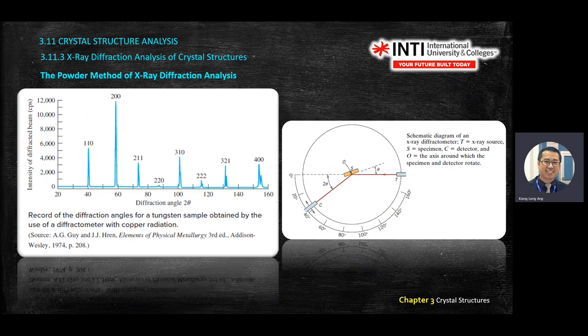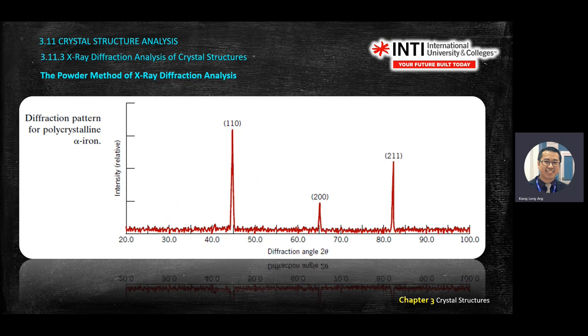So you combine all this and refer to a standard chart. It will tell you, okay, this is for a tungsten sample. There is a reference material for you to check. Okay, this is for iron. So you send a sample in, you get this type of peak. You get 110, 200, 211 at those particular angles, then this is alpha iron. It's like a standard already, like a fingerprint. You take this one, compare to the standard chart, then okay, this is what material. There is a specific angle and reflection plane.